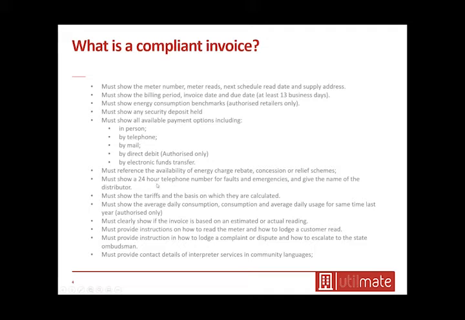You must show a 24-hour telephone number for faults and emergencies, and normally that is the number and the name of the distributor. So you must say this is Ausgrid, this is their number, or this is City Power, this is their number, whatever it might be. So you have to show that on the bill.